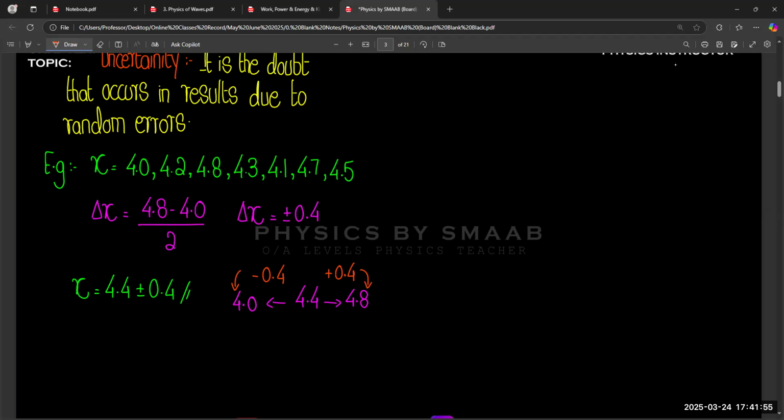So it means we have an uncertainty of 0.4. Plus minus 0.4 means either we can add 0.4 and we will get the maximum result, or if we subtract 0.4, we will get the minimum result. So this is the uncertainty, this is the doubt in the values for this certain type of experiment. Okay.